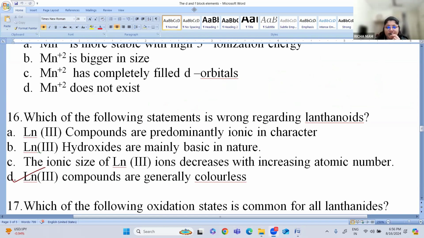Sanjuta has answered. Then Akhila has answered. Fine. So this is the correct answer. So let us go for the next one.